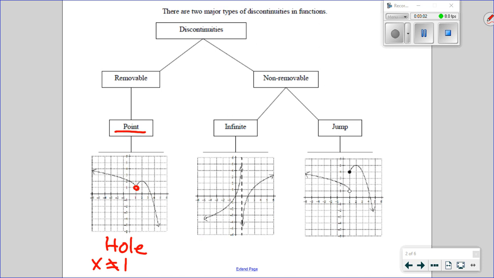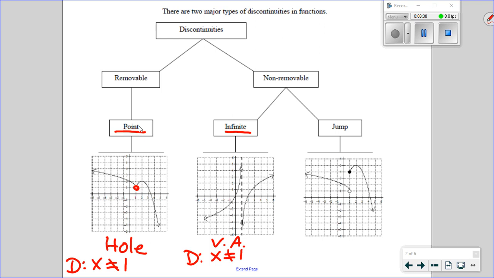Now, the other major type is called a non-removable discontinuity, and there are really two non-removable discontinuities. The first one is an infinite discontinuity, which is a vertical asymptote. So you can see in this graph there is a vertical asymptote at 1, which means the domain is x cannot equal 1, which again created that break in the graph at x equals 1.